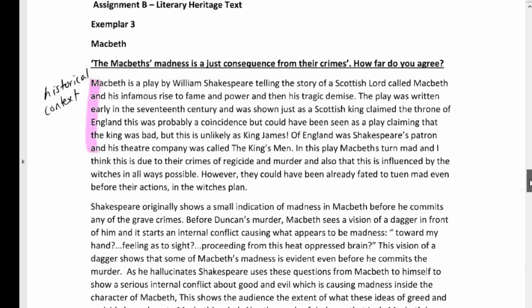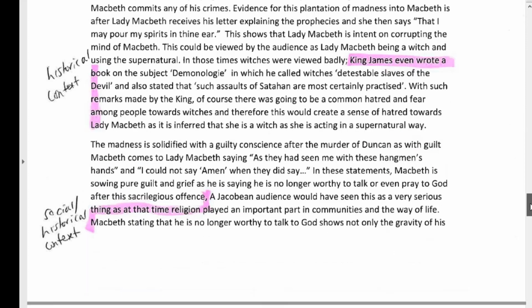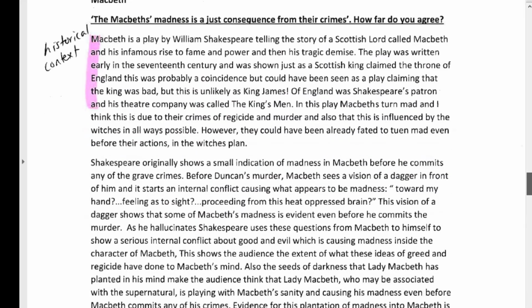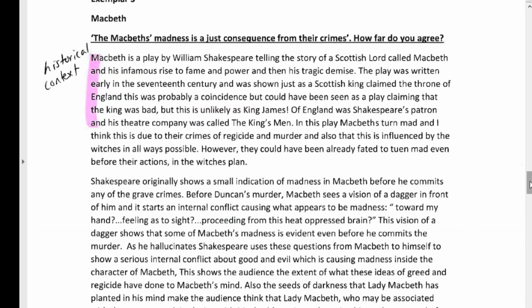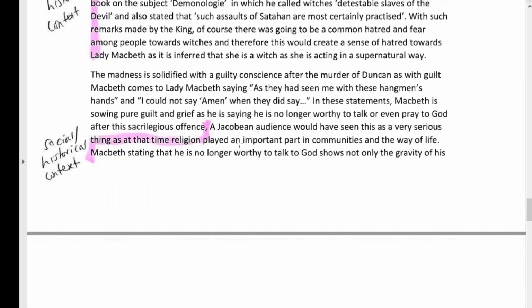And then, this shows that Lady Macbeth is intent on corrupting the mind of Macbeth. In those times, witches were viewed badly. King James even wrote a book on the subject in which he called witches detestable slaves of the devil, etc. So that's historical context. And again, this is relevant to the question of whether their madness is a consequence of their crimes. And then there are some comments on what a Jacobean audience would have thought of the religious comments.